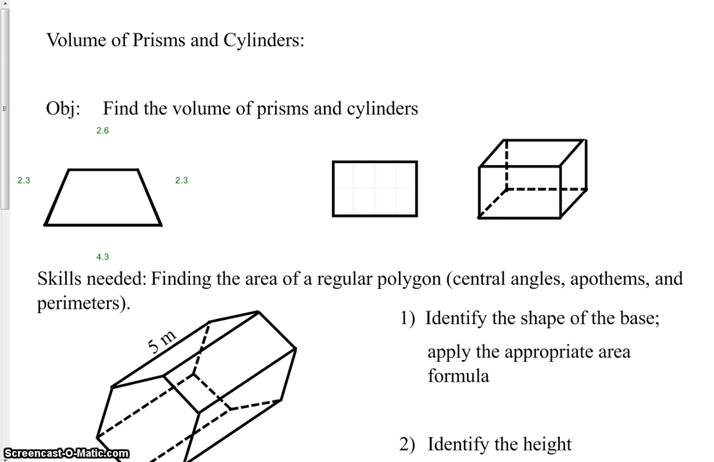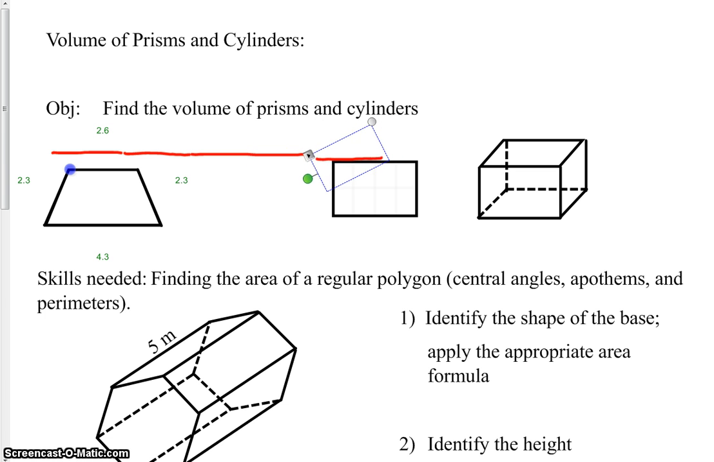On the trapezoid, the sides have lengths 2.6, 2.3, 4.3, and 2.3. If we place each of those lengths in a straight line, here's my 2.6. Here is my 2.3. There is my 4.3. And there is my other 2.3.